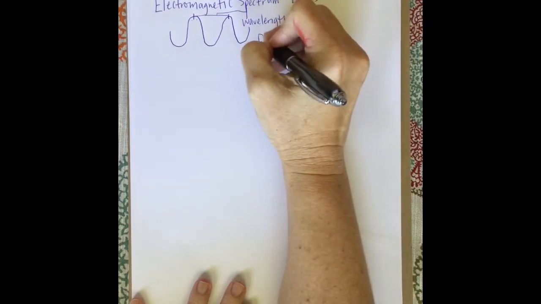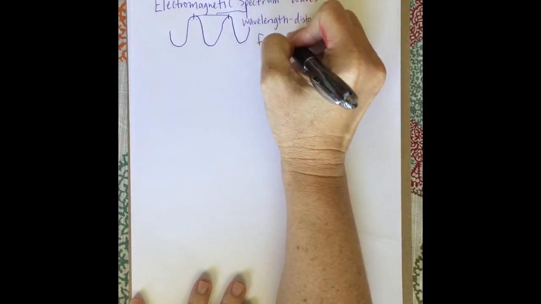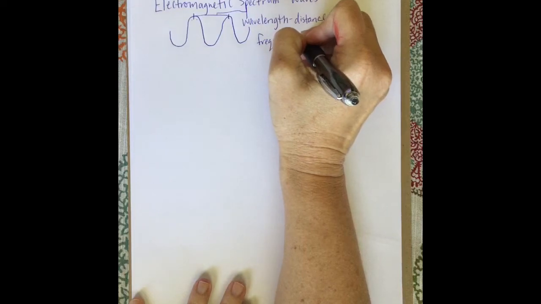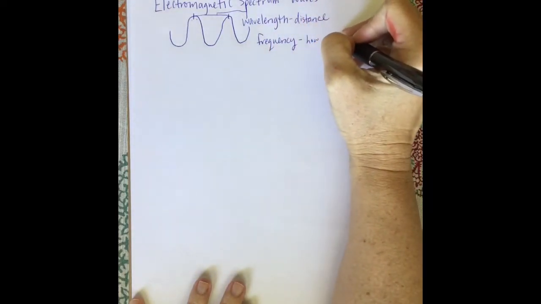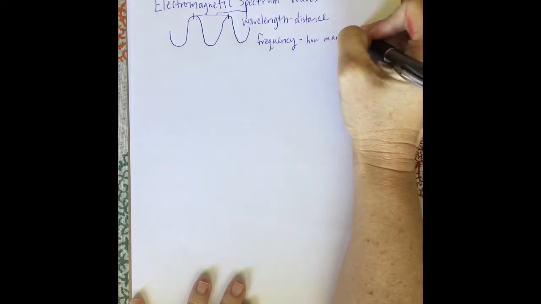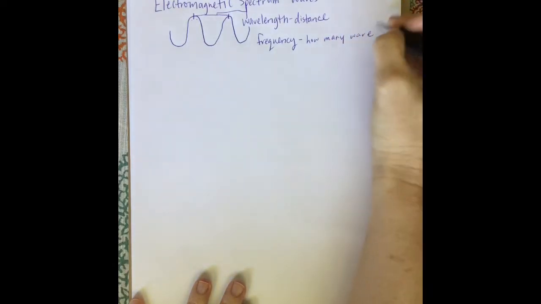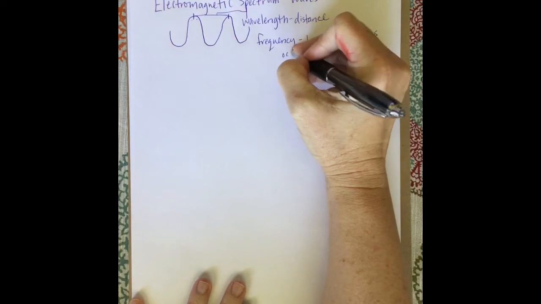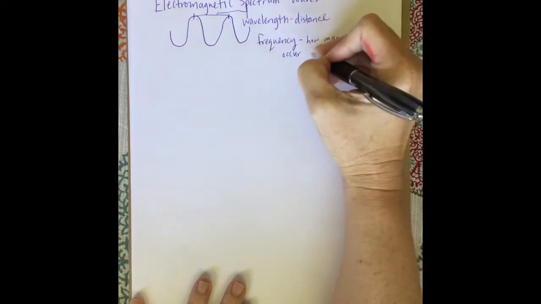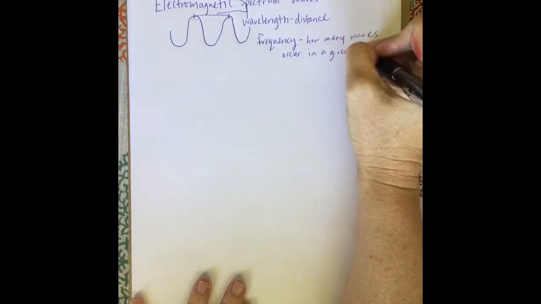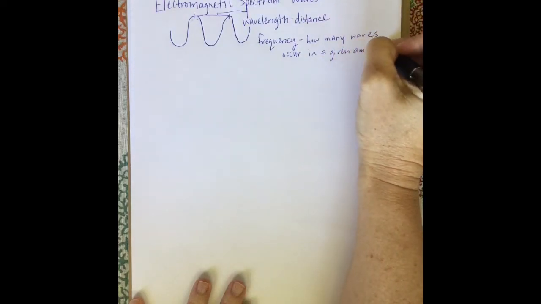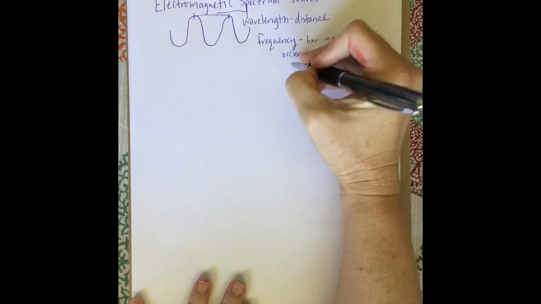And then the frequency of a wave is how many waves occur in a given amount of time. So it's a rate. And usually that amount of time is measured per second.